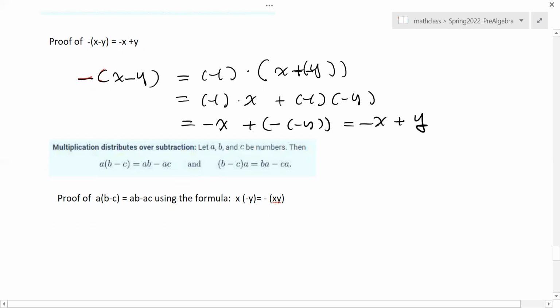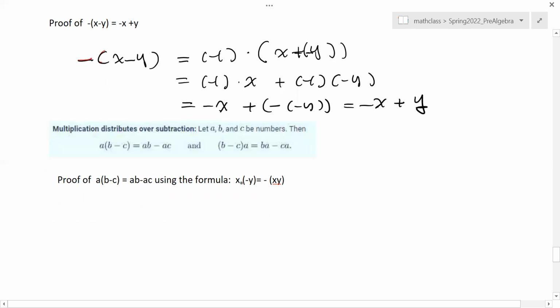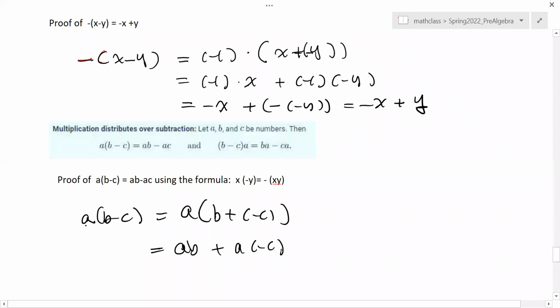a times (b minus c) is equal to ab minus ac, using the fact a times negative y equals negative a times y. So how do you do that? Well, a times (b minus c) is going to be a times (b plus negative c), right? That's a legal step. Then negative c is some number, okay? Then you have ab plus a times negative c. So we are using this fact here.